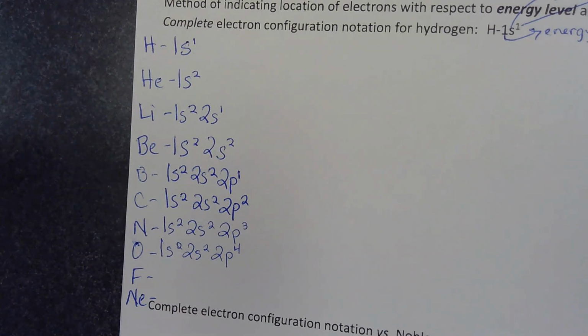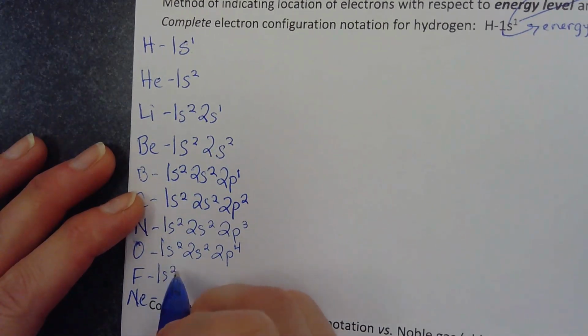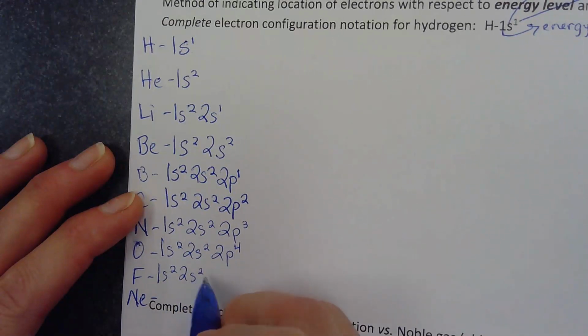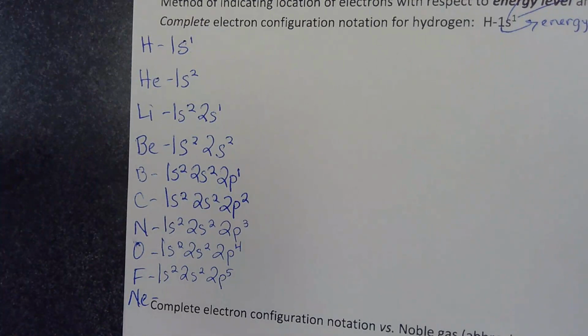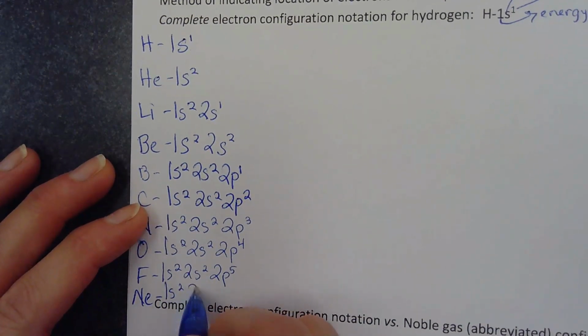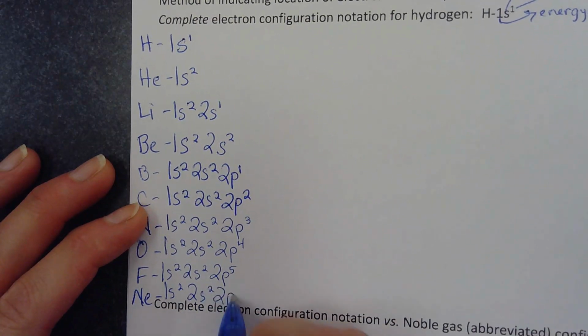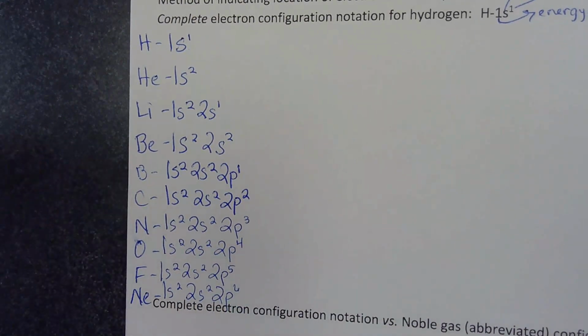All right, let's go to fluorine. 1s2, 2s2, 2p5. And then the last one, for neon, what do we have? 1s2. Okay. Do you see the pattern?